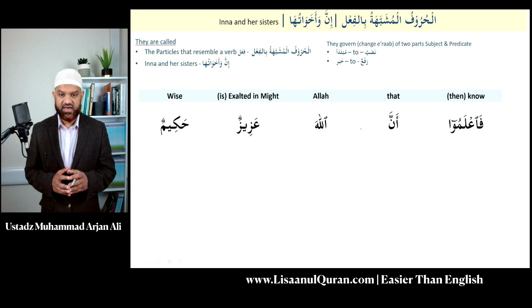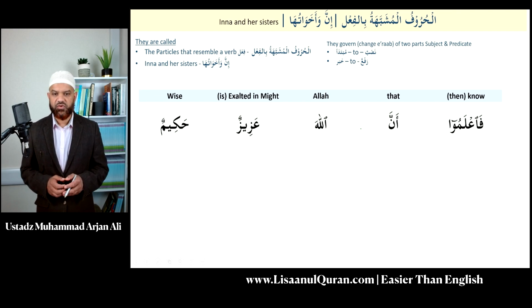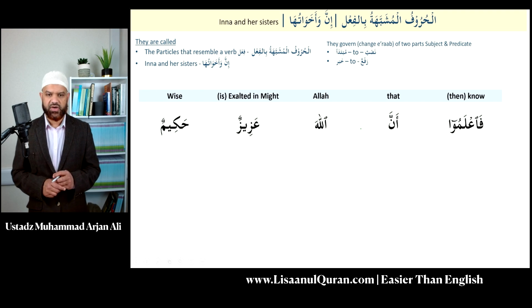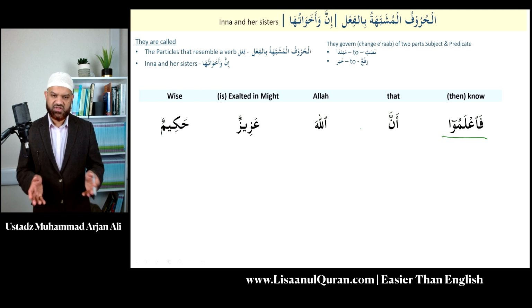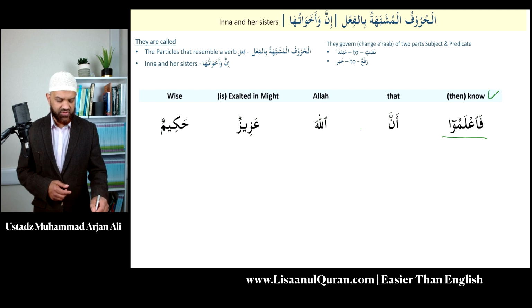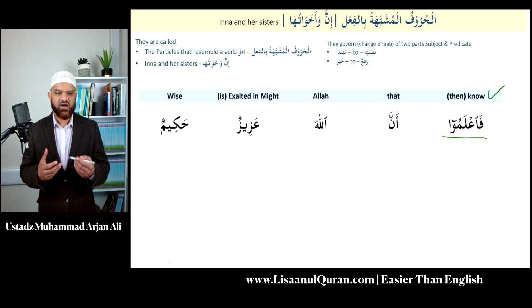Now let's take a look at Anna, what it does. It will be exactly the same as Inna. For the sake of example, I've taken a portion of text from the Quran. Let's take a look at that. The first 2 words here, fa'alamu, we're going to leave alone because it is a verb. We haven't studied verbs yet. The translation of that is then know. Fa means so or then, and know, fa'alamu.